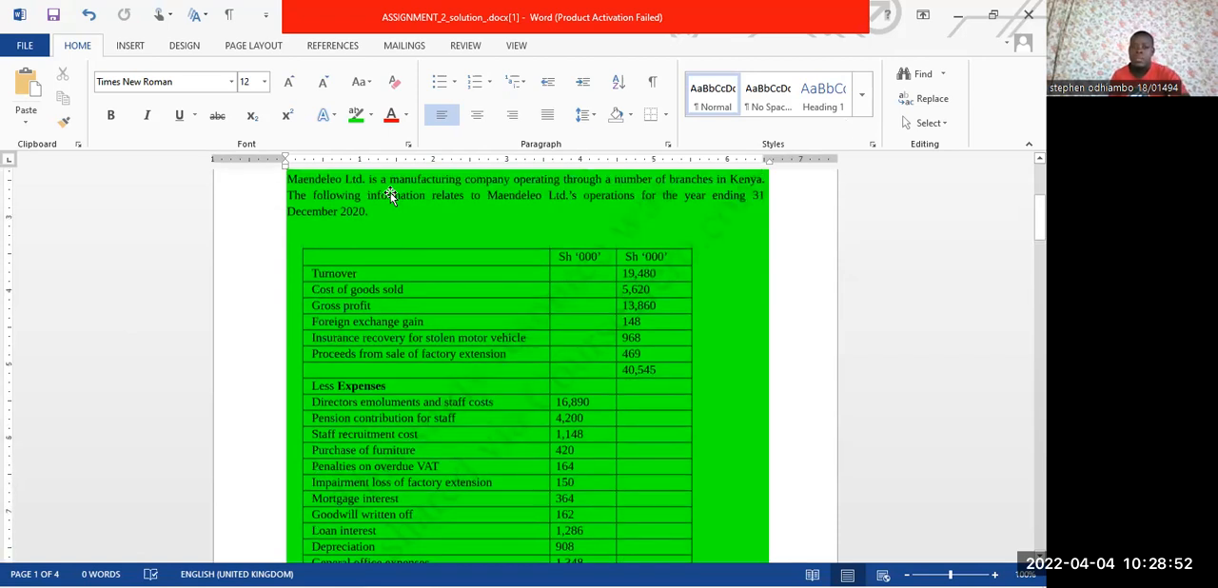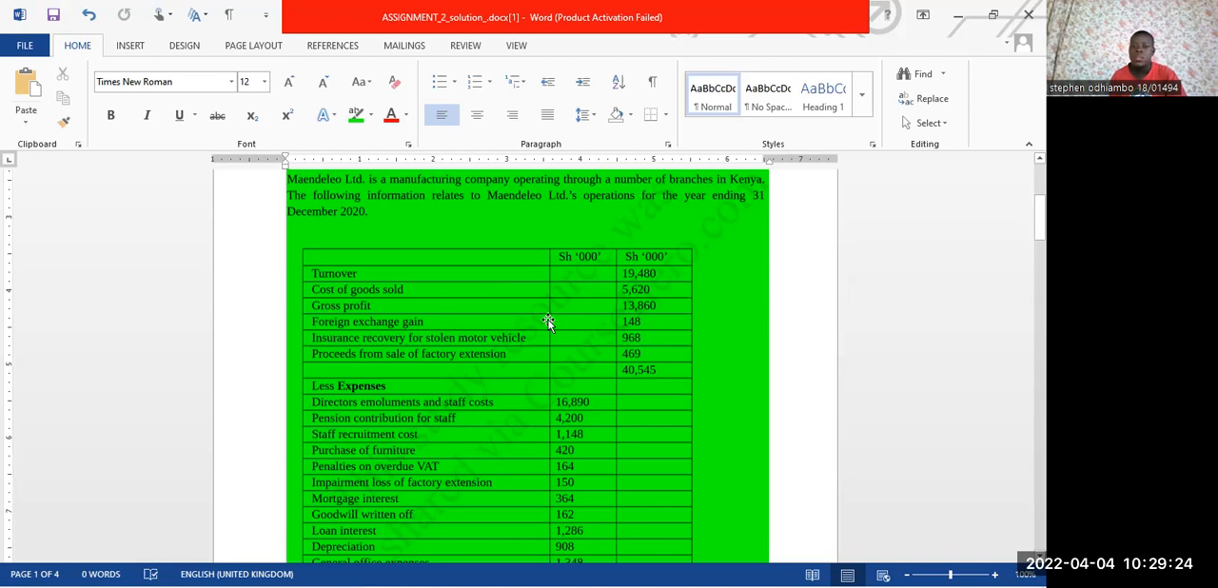Maendeleo Limited is a manufacturing company operating through a number of branches in Kenya. The following information relates to Maendeleo Limited's operations for the year ending 31st December. We have turnover, and the figures are in thousands, as you can see here. Turnover is 19,480, cost of goods sold is 5,620, and gross profit is 13,860.